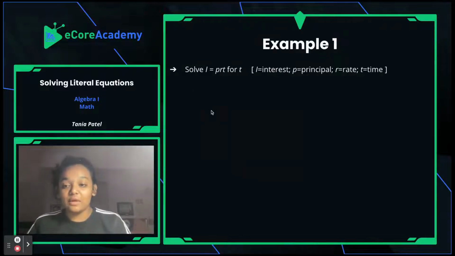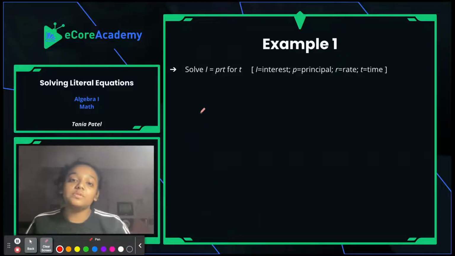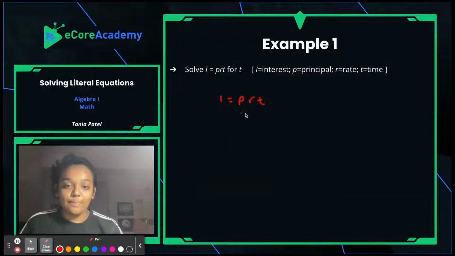So we have the equation I equals p times r times t, and we're solving for t. So we know that I equals p times r times t. I always like to rewrite it because it makes me process it once more. You don't have to, it's just an extra step I take. But this is a very simple one.